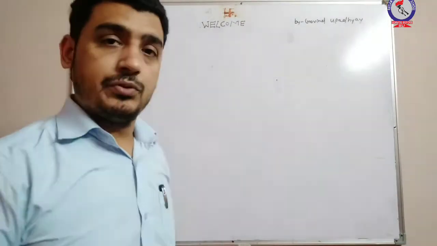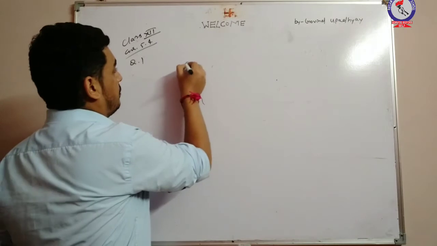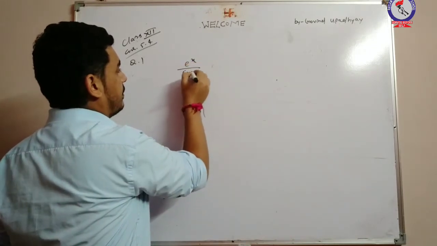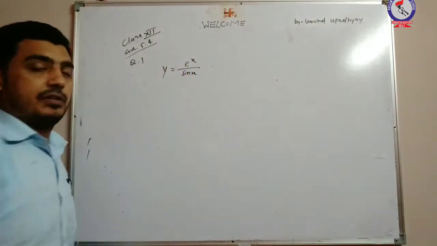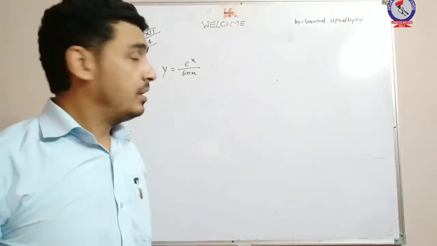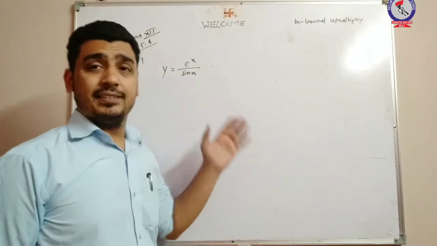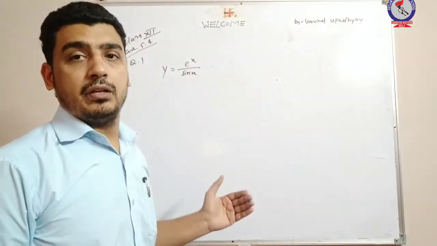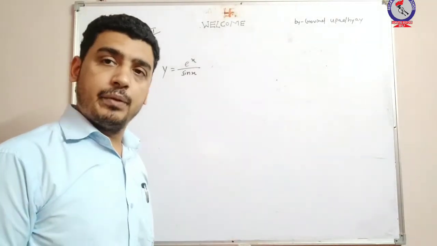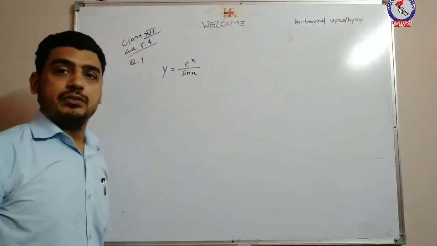e to the power x upon sin x. This is our function y. We have to differentiate this function. So this is in the form of u upon v. कौन से वाले फॉर्म में? डिवाइड के फॉर्म में हमारा फंक्शन. तो हम कैसे डिफरेंशिएट करेंगे इसको?